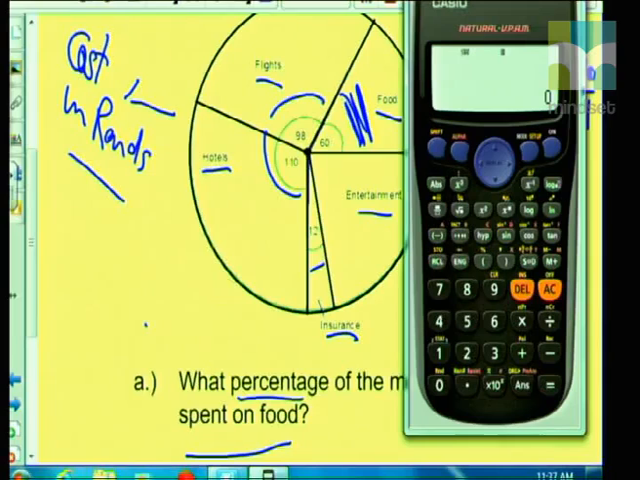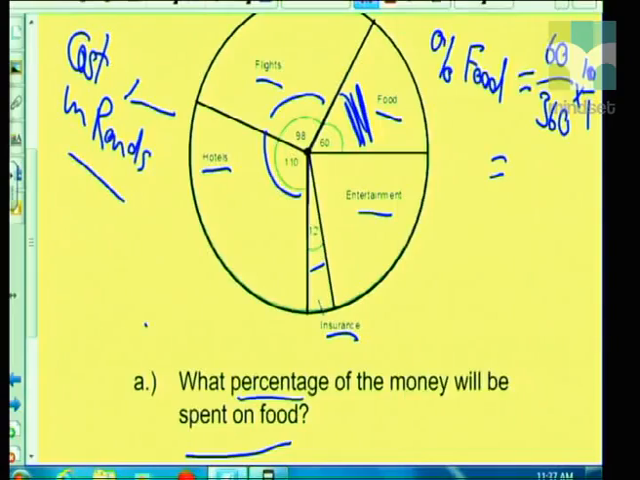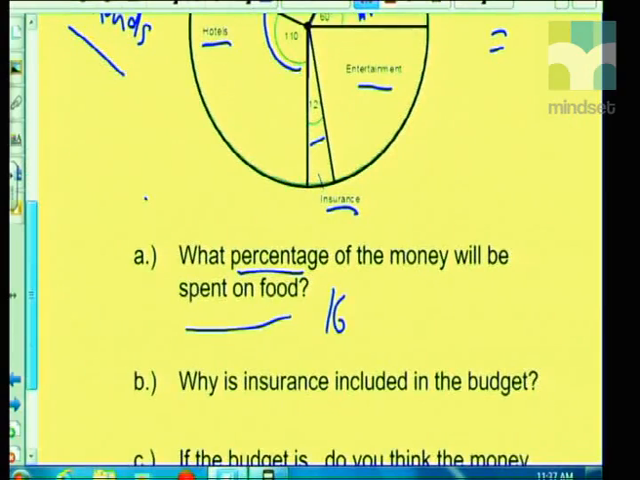Let's do the calculation. Right, we have 60 divided by 360 multiplied by 100. That is equal to 16,6666. Now, what are we going to do with that? We're going to round off to 2 decimal places. So the answer that we're going to write down is 16.67%. So out of my whole budget, 16.67% is spent on food.